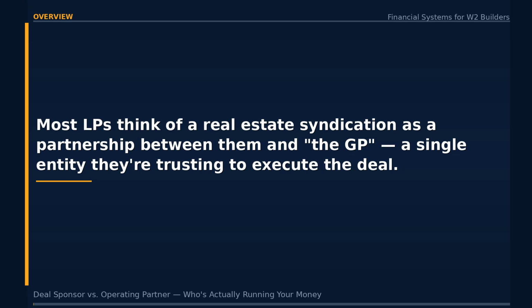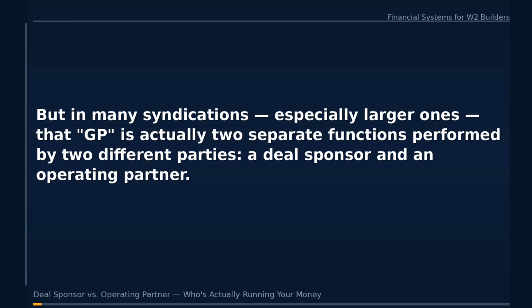Most LPs think of a real estate syndication as a partnership between them and the GP, a single entity they're trusting to execute the deal. But in many syndications, especially larger ones, that GP is actually two separate functions performed by two different parties, a deal sponsor and an operating partner.